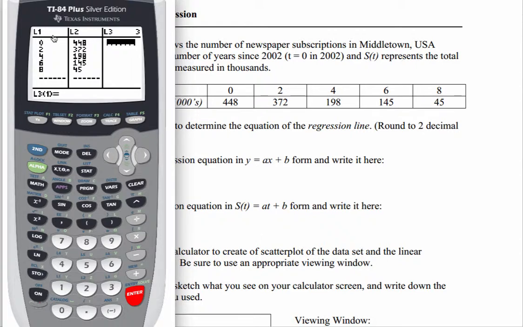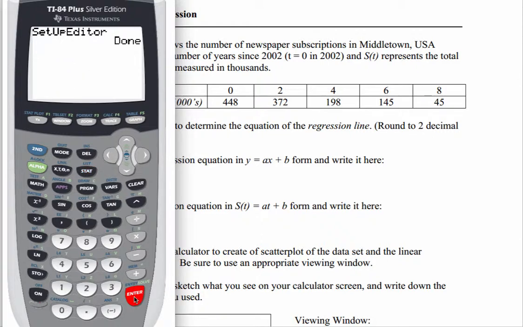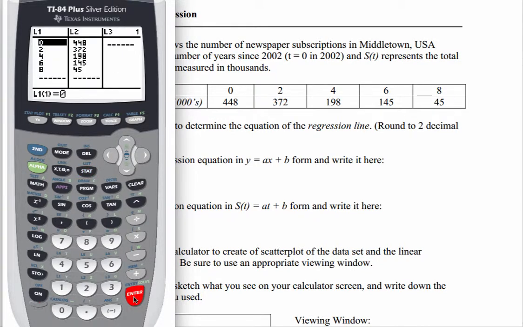If for whatever reason you are not seeing these lists here, go back, hit your stat key and go down to option number 5 here, set up editor. Hit enter. It'll say done, and then go back and say stat and say edit, and you should see L1, L2, L3. That should reset the data editor for you, okay? All right, I've got the numbers in. I put the X's, or the T's in this case, in L1, and the S of T's, or the Y's, into L2. So now what I need to do is go and do a regression on it.